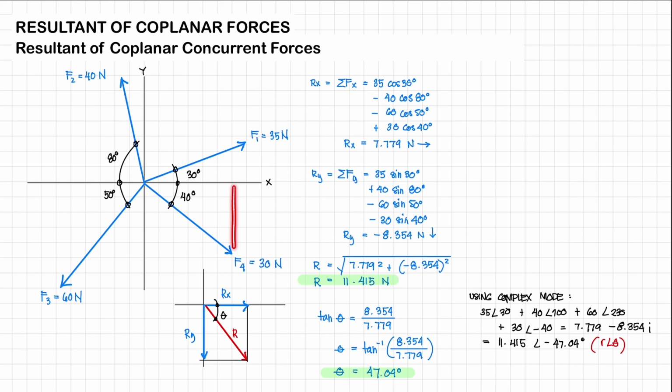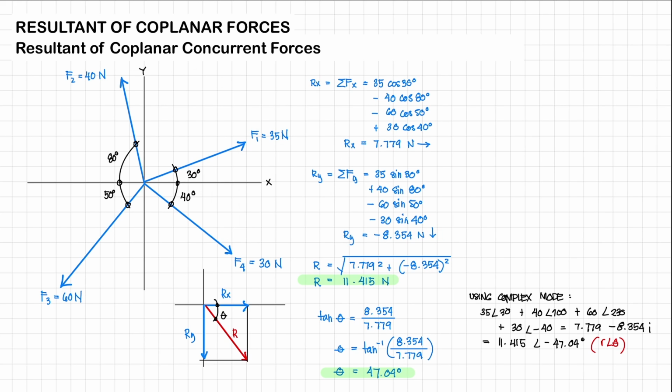And then for F4, acting downwards again, we have negative 30 sine 40 degrees. Let's add that up, and you'd get your Ry. Your Ry is negative 8.354 newtons. Since this is negative, it means that it's acting downwards.